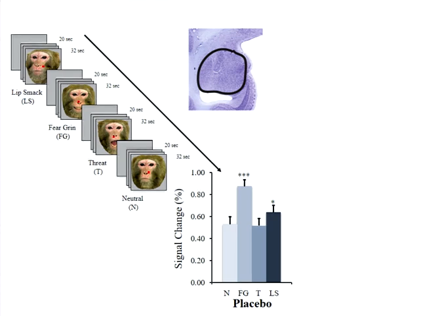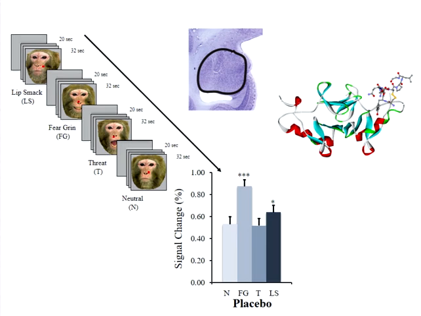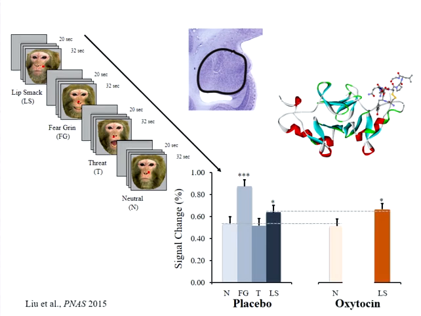First, let's look at the amygdala. In the amygdala, when we presented these four different facial expressions, we found that relative to the neutral face, the fearful face and the lip smack face evoked stronger fMRI responses compared to the neutral face, but the threat face showed no difference compared to the neutral face. Then what will happen if we give the monkey oxytocin? So let's look at the neutral face first.